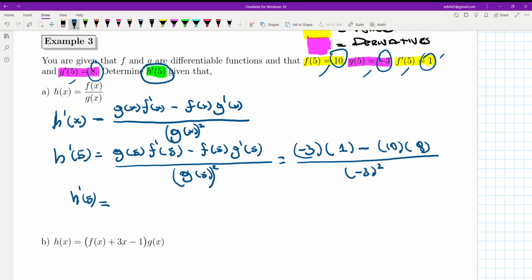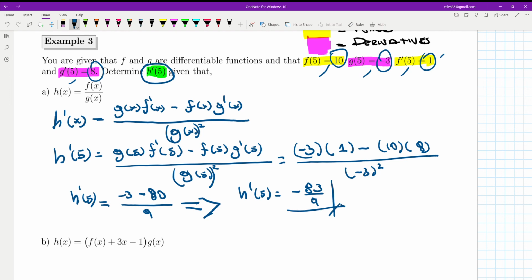So -3 times 1 is -3, minus 10 times 8, that's -80, divided by -3 squared, which is 9. And this tells us that h prime of 5 equals -83 over 9. And this cannot be reduced further because 83 is not a multiple of 9 nor a multiple of 3.